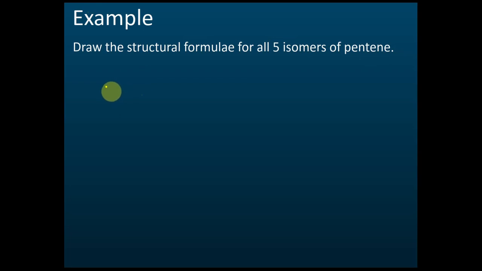First, we start from the longest chain. 1, 2, 3, 4, 5 carbons, right? So the longest chain has five carbons because this is a pentene. And then we need to put the double bond, because an alkene must have a double bond. Let's put the double bond as the first bond. You can put the double bond here or here. Let's say we put a double bond here. So that is the first alkene.